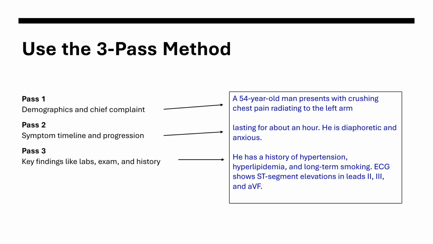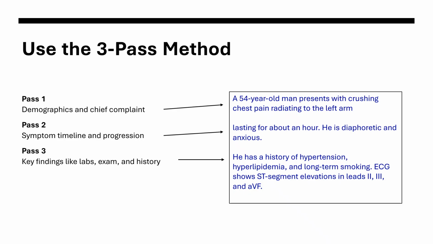A 3-pass method can help you break down everything that's in the stem. On the first pass, notice the patient is a 54-year-old man with crushing chest pain radiating to the left arm. That already points towards a cardiac issue. On the second pass, focus on the fact that the pain has lasted about an hour and that he is diaphoretic and anxious, which makes the presentation sound acute and serious.